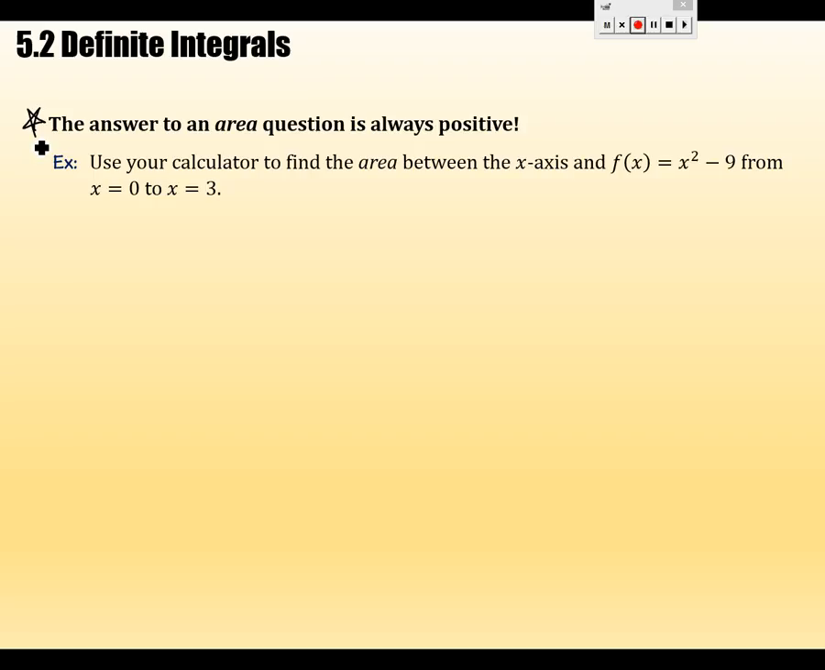Is that the problem we just did? Okay, 18 is the answer. From 0 to 3? Yeah.